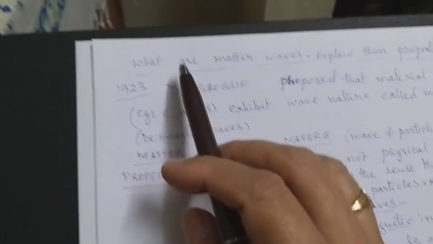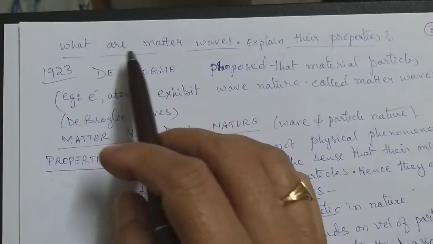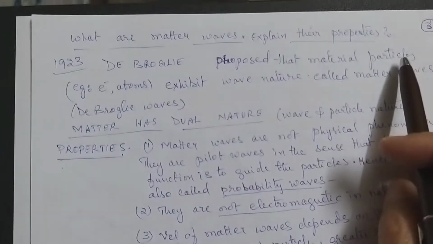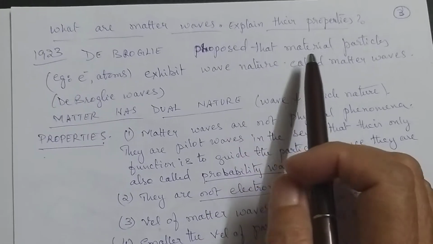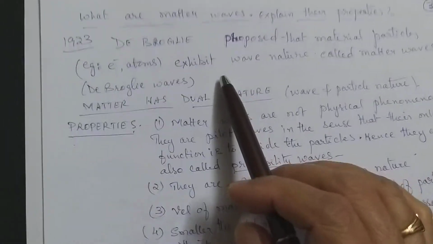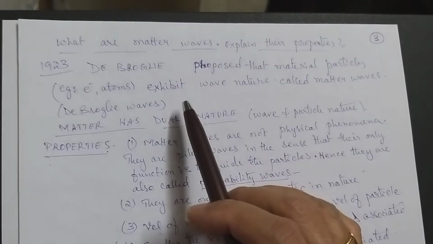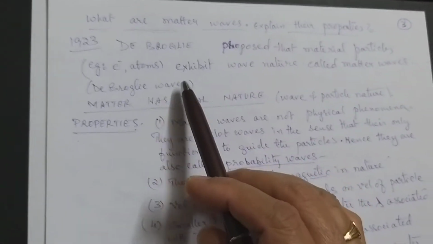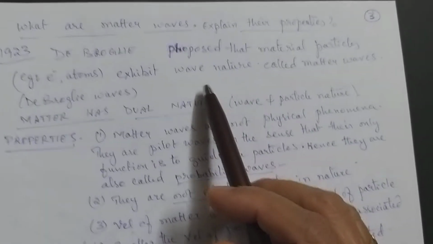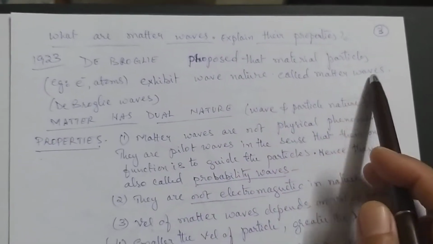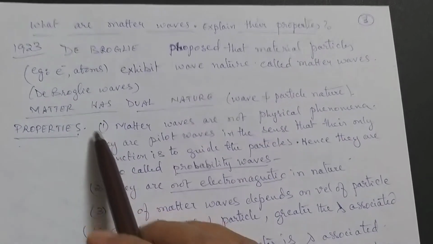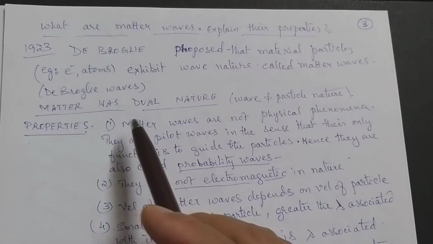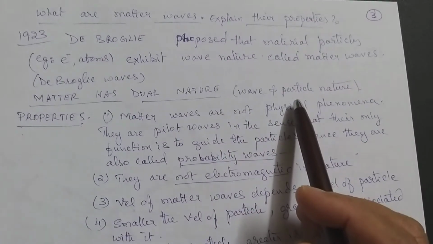Next is just a question as it is asked in the exam. What are matter waves? Explain their properties. Now in 1923, de Broglie proposed these matter waves, that electrons and small particles like that, or every particle for that sake, exhibit wave nature. So what are the properties of matter waves? Are they different from the actual waves, light waves? We have seen things like that.